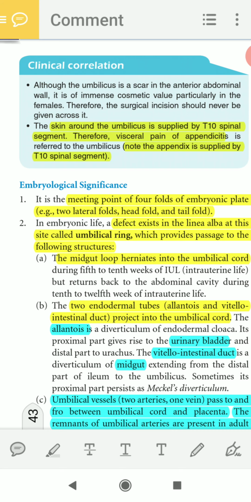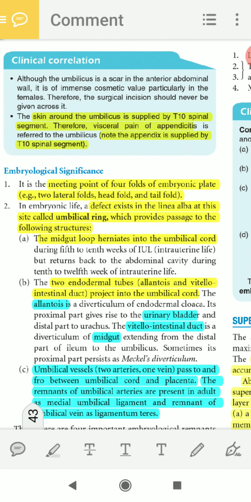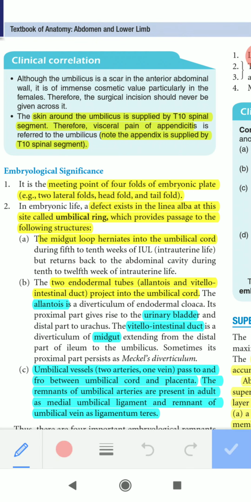Now come to the embryological significance. We know from embryology, at first there were 4 folds in our embryonic life: 2 lateral folds, 1 head fold, and 1 tail fold. And this umbilicus is the meeting point of these 4 folds in the embryonic life.